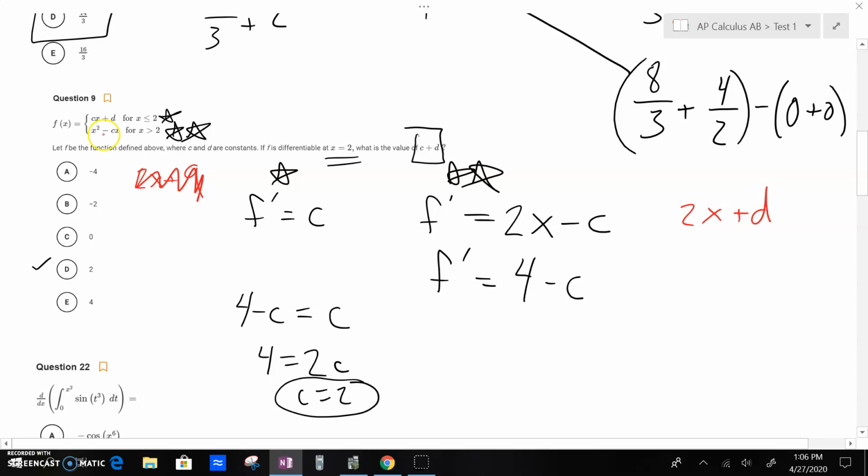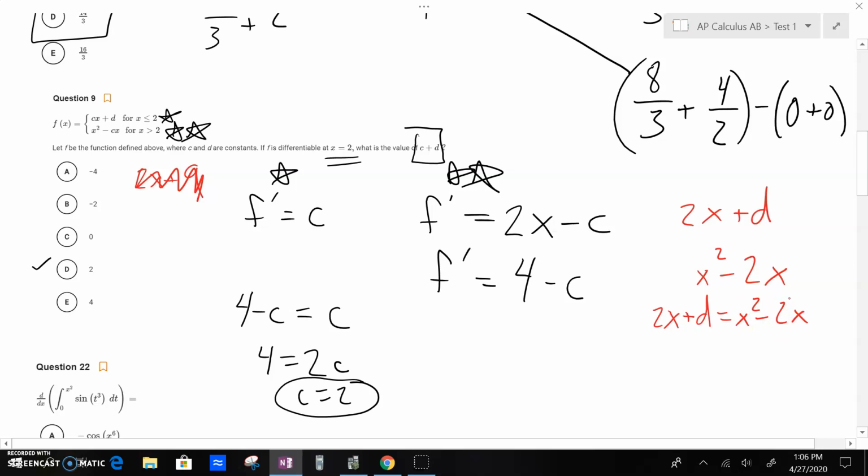And then the right part would be, what would that be? x squared minus 2x. Those two things then need to equal each other. So again, all I did was take 2 and plug it in for c on both those. There can't be a jump in the function. So the left-hand side has to equal the right-hand side. They have to touch each other at that same spot.